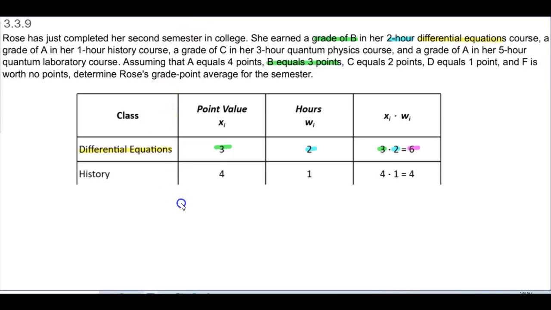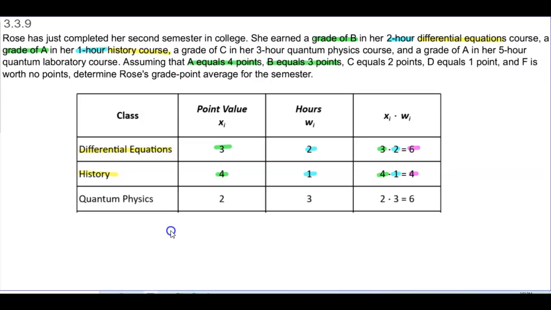Now the next class is history. What did she earn in that class? She earned a grade of A, and a grade of A equals 4 points. How many hours was the course? It was a 1-hour course, so we know it's 1. In the last column, we take the point value of 4 and multiply it by the weight, which is 1, and therefore we get 4.